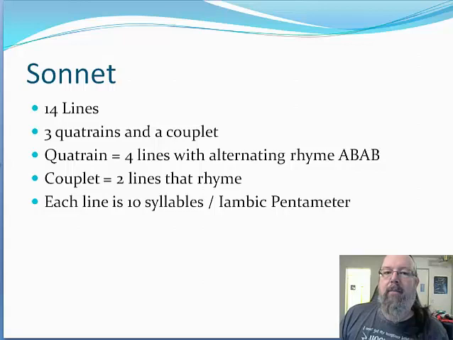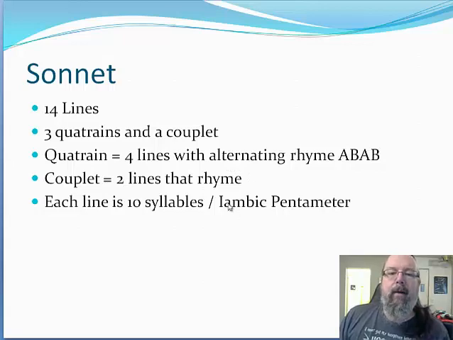A sonnet is a poem that contains 14 lines and is made up of 3 quatrains and a couplet. A quatrain is a combination of 4 lines with an alternating rhyme scheme, where the first line rhymes with the third and the second line rhymes with the fourth. So every other line rhymes. And it ends with a couplet. A couplet is 2 lines together that rhyme.